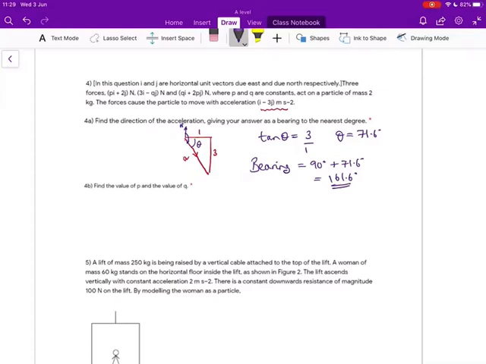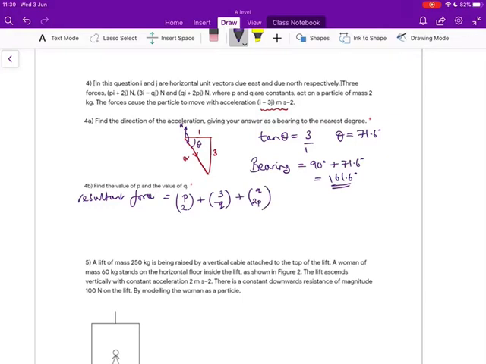Okay, so moving on to part B of question 4, find the value of P and the value of Q. So our resultant force can be found by adding together our three forces. So we've got one force which is Pi plus 2j, we've got another force which is (3 minus Q)i, and we've got the last force which is Qi and 2Pj.